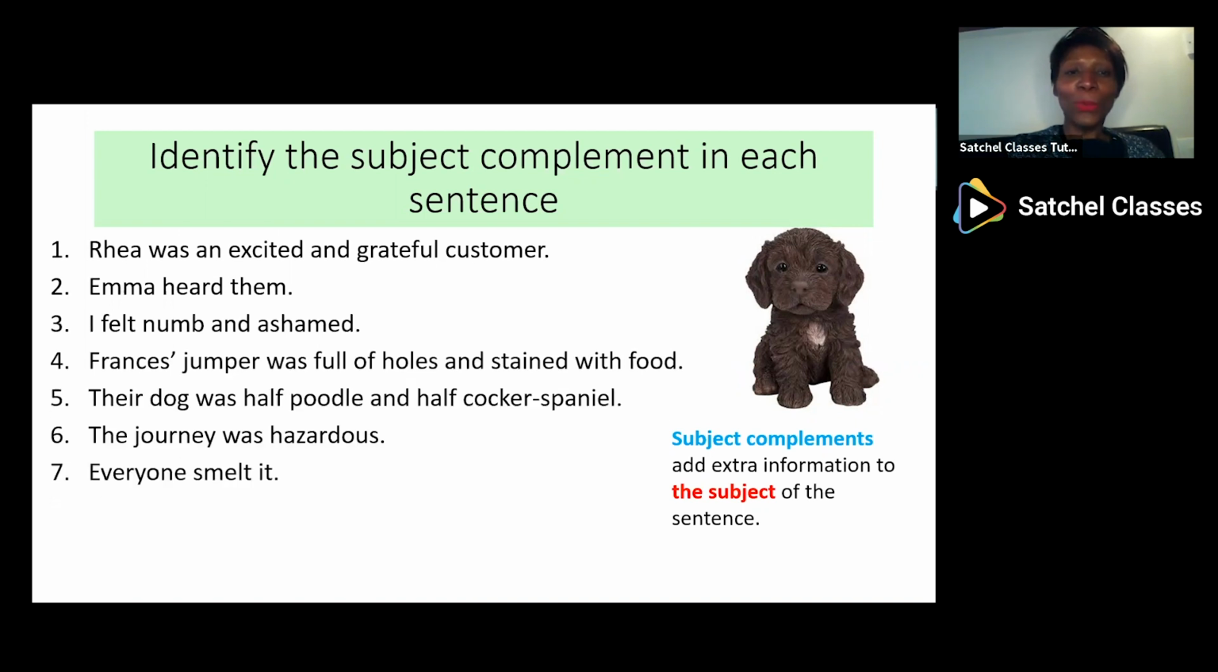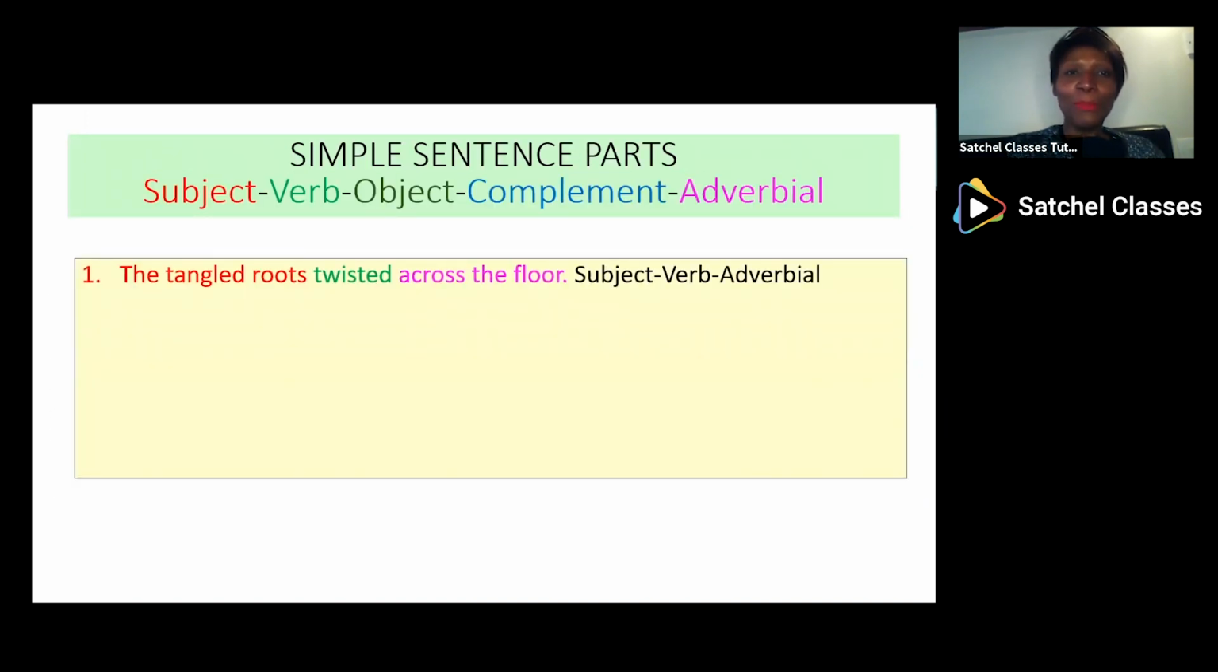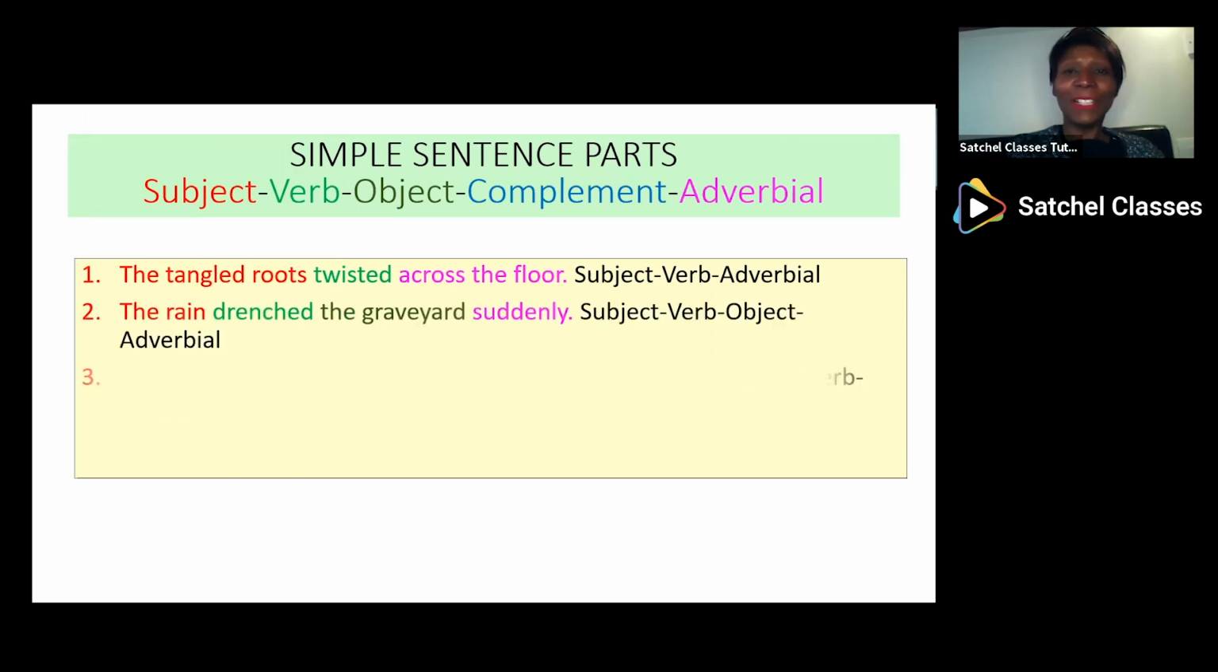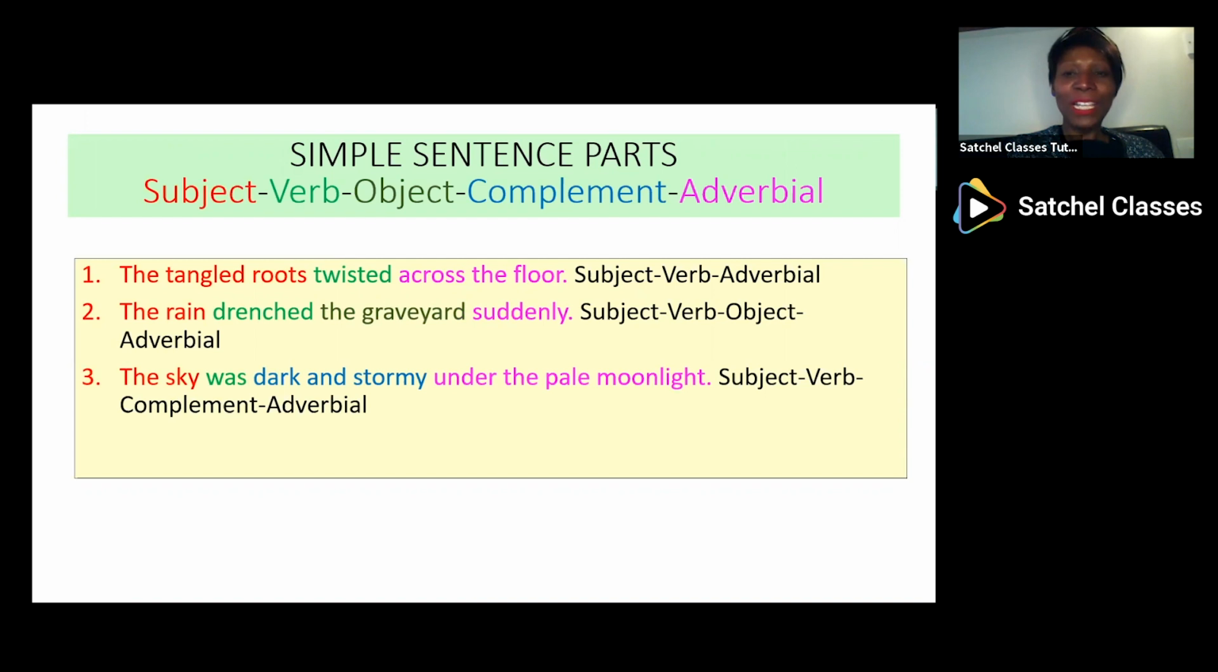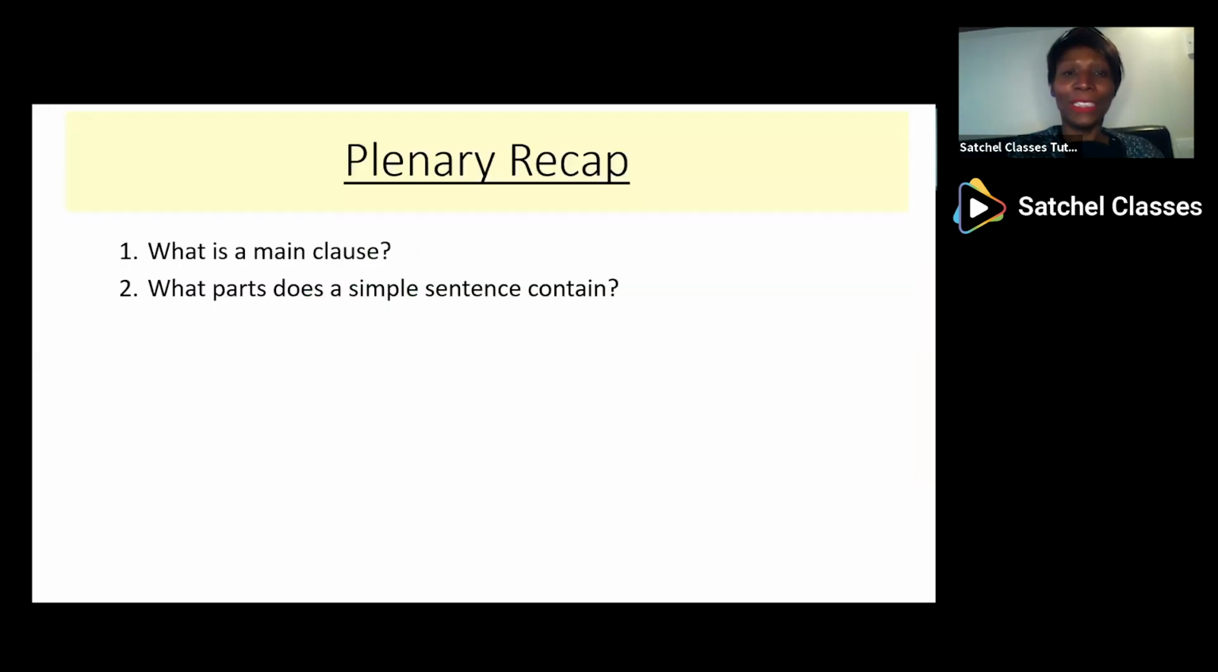Now let's look at all of them together. Subject, verb, object, complement, adverbial. Subject, verb, complement, adverbial. Subject, verb, adverbial. So let's quickly recap.